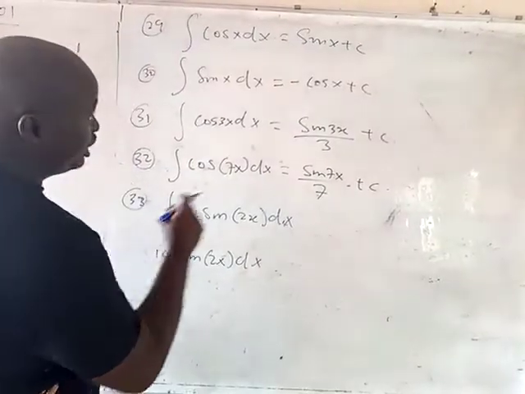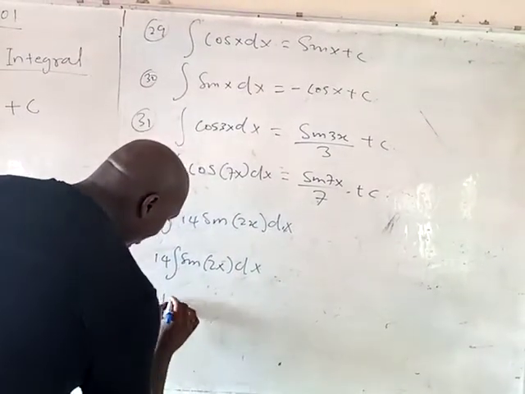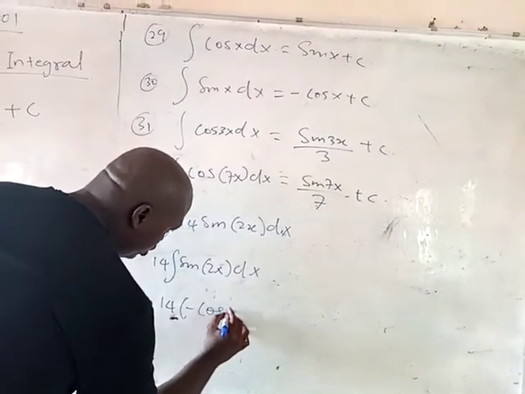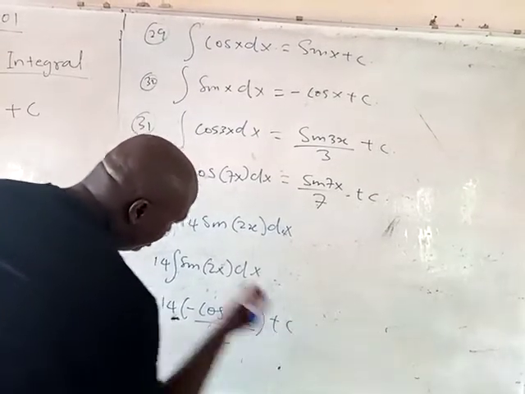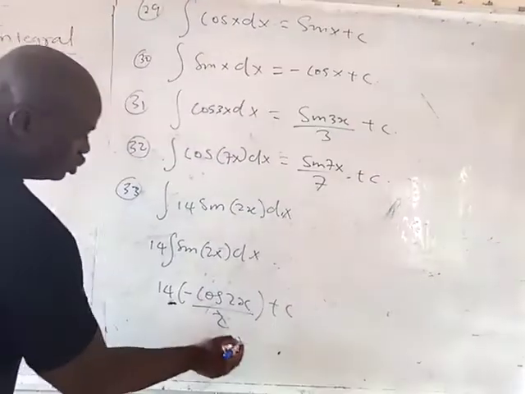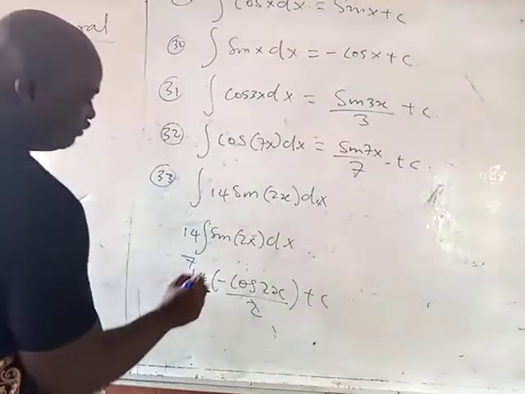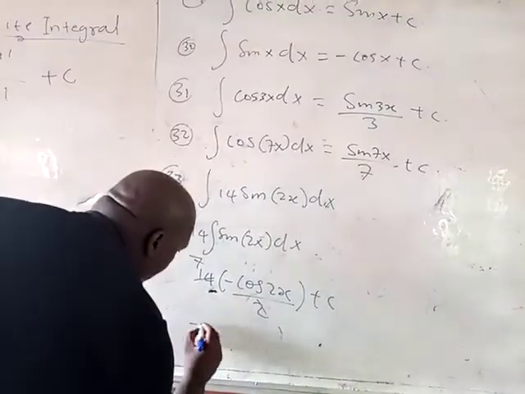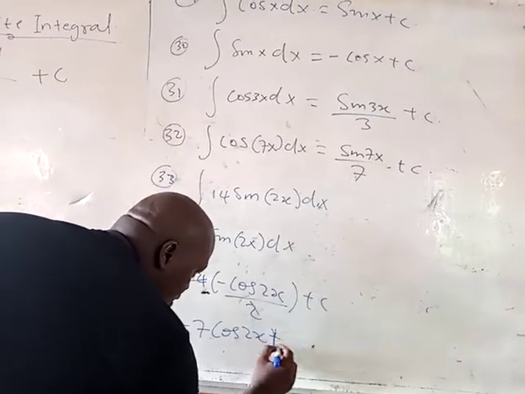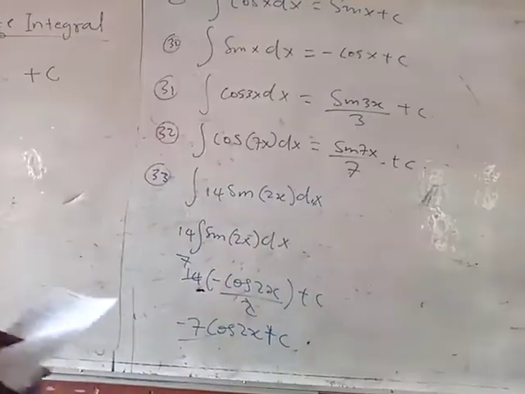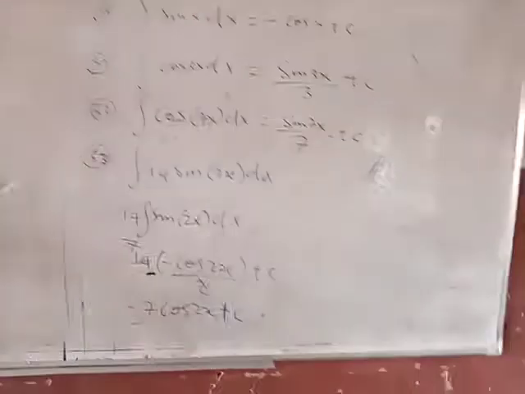Whenever you integrate sine, what you're going to get is minus cos. So you have 14 times minus cos 2x divided by 2, plus C. Now, the 2 will go into the 14 to give you 7. So my answer should be minus 7 cos of 2x plus C. Good. That was number 33.